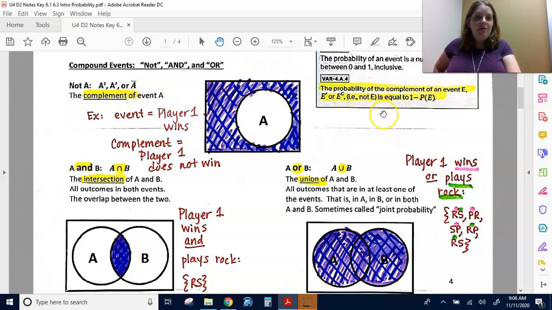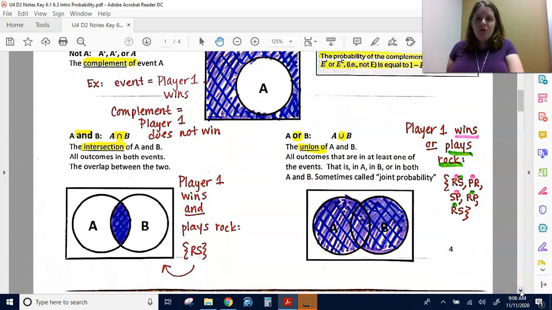One interesting thing about complements is that they add up to 100%. So to find the complement of an event, it's the rest of that 100%, 1 minus the probability of the event. So if I told you there's a 30% chance that it's going to rain tomorrow, we would interpret that as a 70% chance that it's not going to rain. And those should add up to 100.